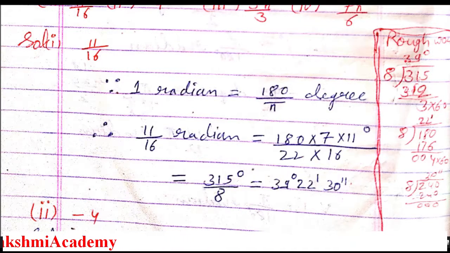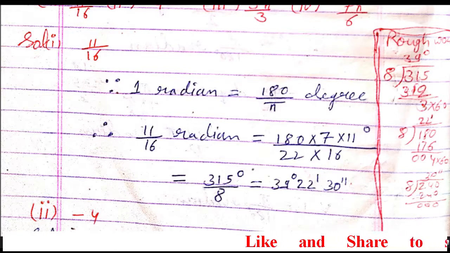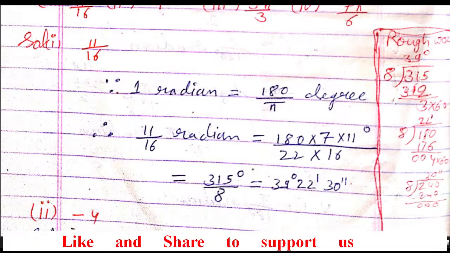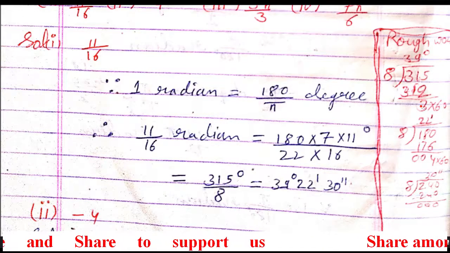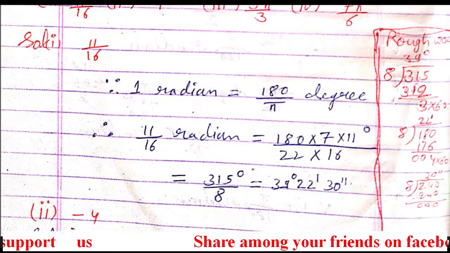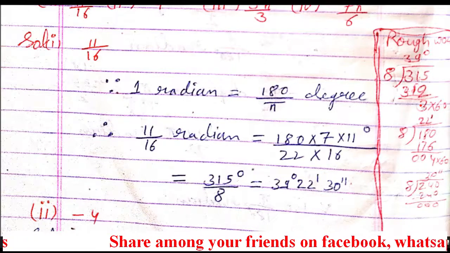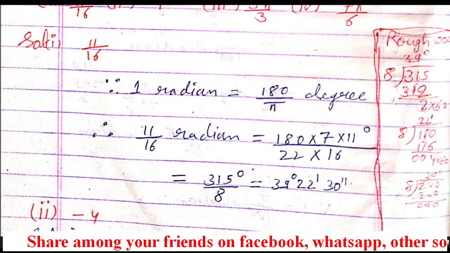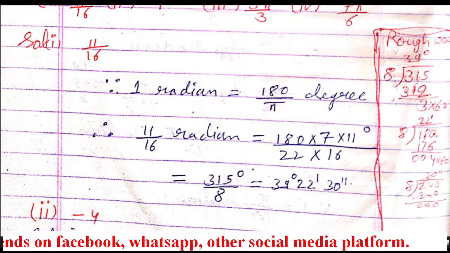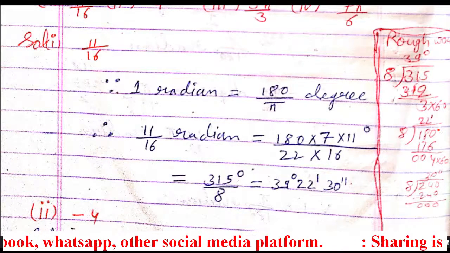So when I multiplied 39 by 8, I wrote here 312, and when I subtracted 312 from 315, I obtained 3. Now 3 remains. This 3 is in degree, because 315 was in degree, so this remainder is also in degree. Now this degree we have to change into minutes, and you know 1 degree is equal to 60 minutes. That's why first convert this 3 degree into minutes. We'll multiply this 3 by 60, that will give you 180 minutes. So 1 dash will come here.